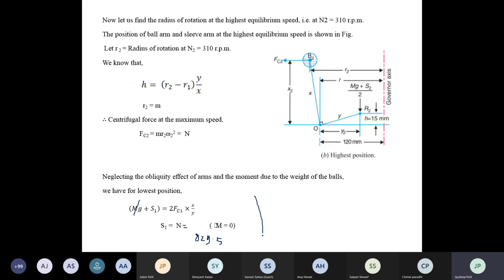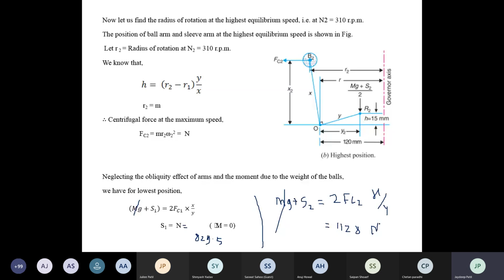What will come for S2? mg plus S2. Again, mg you have to neglect here. Capital mg is equal to 2 FC2 into X by Y. Okay. Find out. Again mg is gone here. How much is S2 coming? 1128. Repeat again. 1128 Newton.